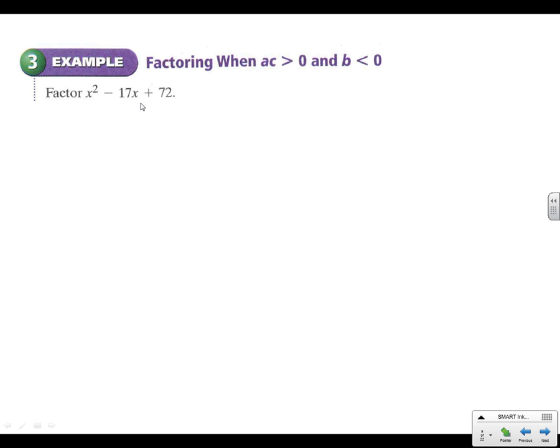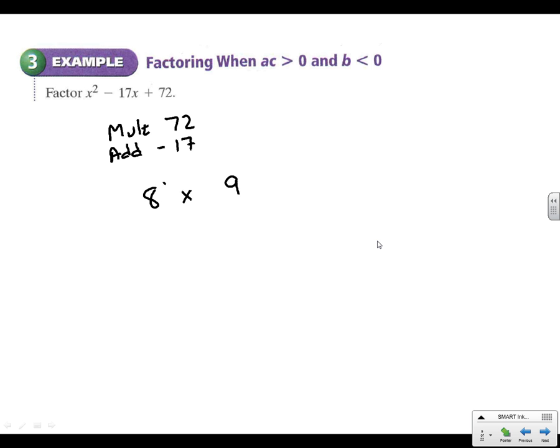All right, what about when we have a positive and a negative here? So now we're multiplying to 72, and we're adding to negative 17. So let's see if we can figure that out. What are two numbers that multiply to 72 and add to negative 17? How about 8 and 9?